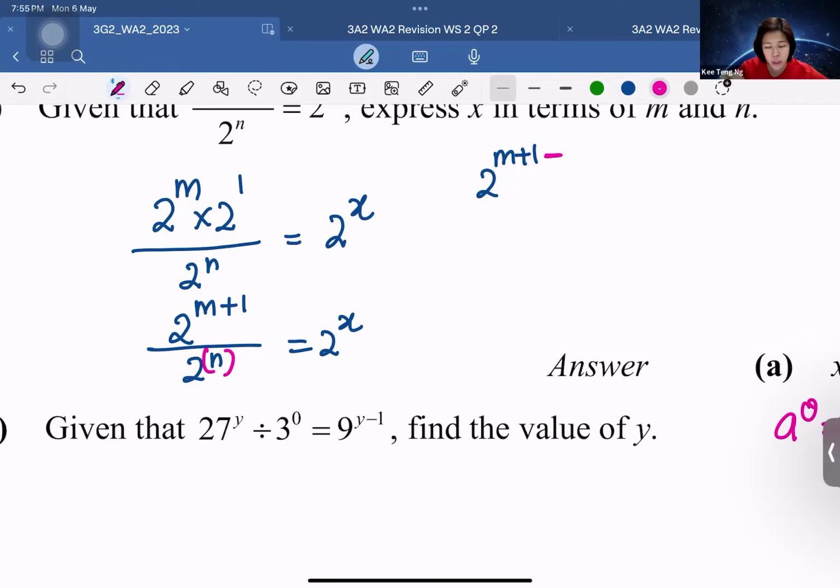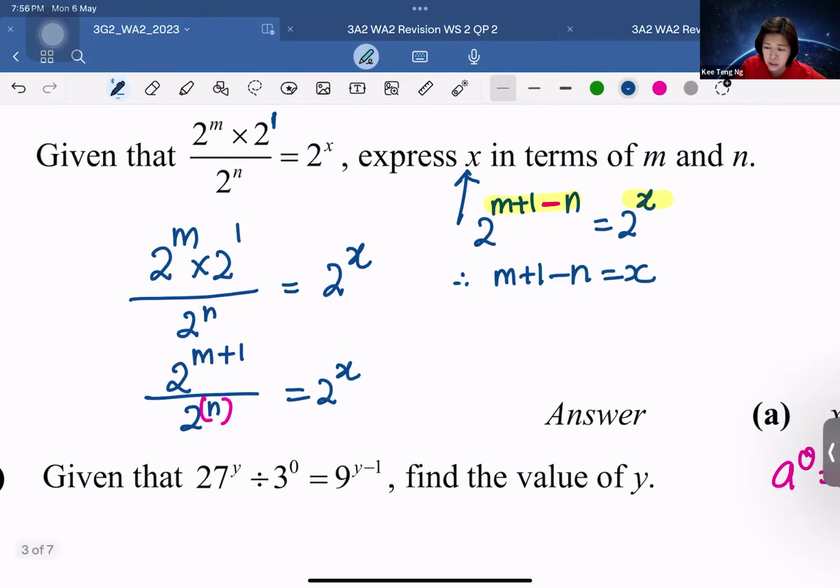Okay, so minus away this power n, then equals 2 to the power x. So in this case, we compare the base here and here, 2 is the same, right? So what is the power? This power and this power will be the same. So these two are equal. Therefore, m plus 1 minus n equals x. They want to express x in terms of m and n, so they want x as the subject. I rewrite x in front.